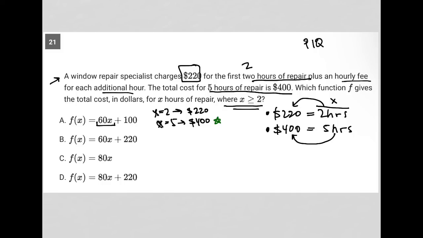So if x is 5, I'd have 60 times 5, which is 300. And then 300 plus 100 is, in fact, the 400 that I was expecting it to be. So again, choice A is the best answer.